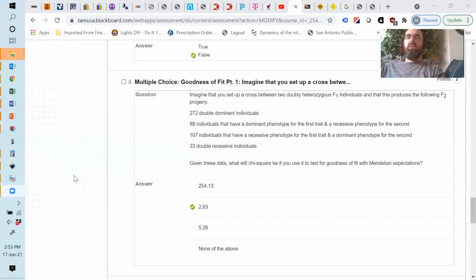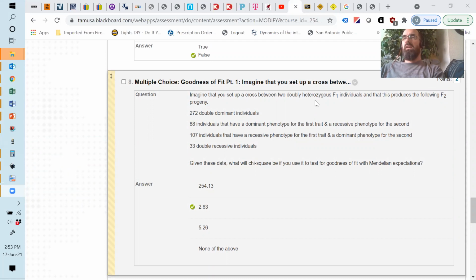Okay. Rose, I'm going to get back to your question a little bit. I just want to follow through on this question from Marissa first. Right, so this is the question. You're going to do a cross between, so essentially this is a dihybrid cross. And you know that because it's 2 doubly heterozygous F1s. So it's heterozygous for 2 different traits. And also because you have 4 different combinations in your F2 progeny, right, which you're only going to get if you have 2 different traits.